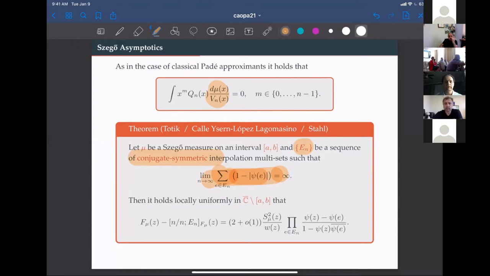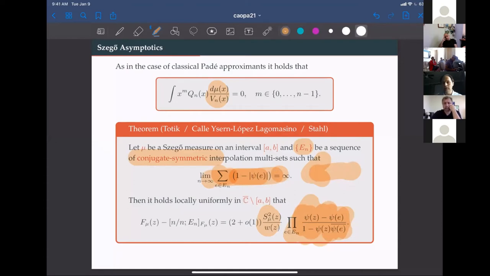And then you can quantify the convergence of multipoint Padé approximants. And the behavior is pretty much the same. You have the Szegő function squared divided by the square root times, instead of psi to the n, you're going to have now this infinite Blaschke product with zeros at the points of the interpolation set. And this condition here specifically tells you that this infinite Blaschke product will converge to zero outside of AB. That's what that condition does. So that's the formula for convergence of multipoint Padé approximants to Markov functions.